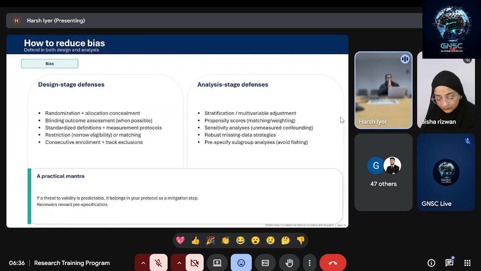Restriction, or narrowing eligibility, or matching is something that also helps you reduce bias. It can be propensity score or one-on-one matching also. And consecutive enrollment is also something that can help you reduce bias.